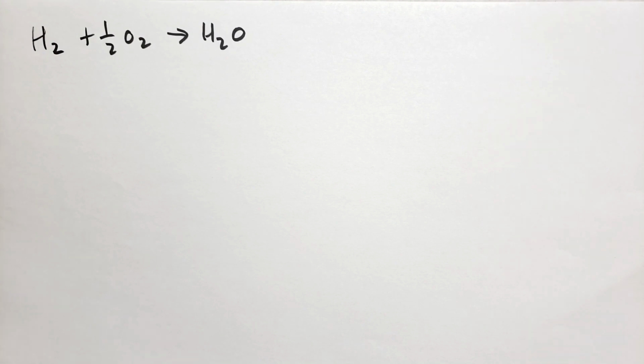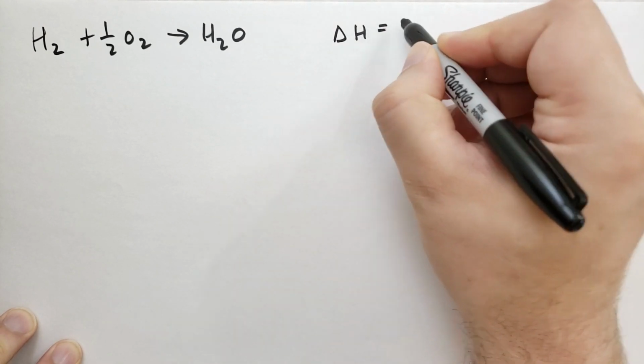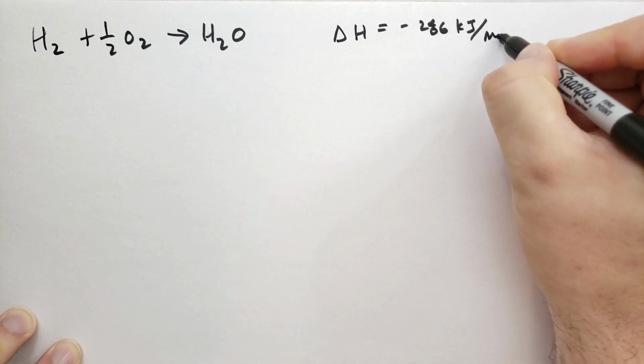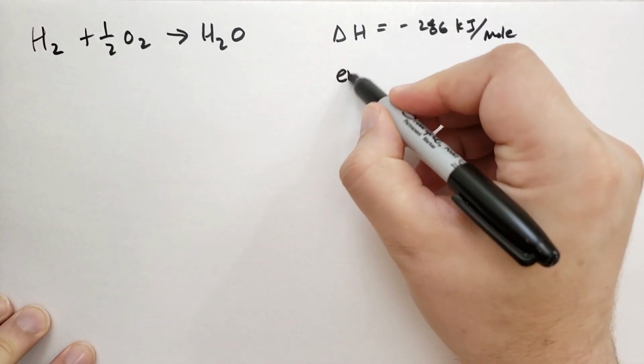Okay, for each mole of water produced in this reaction, delta H is equal to minus 286 kilojoules. This is per mole. Okay, this is referred to as the enthalpy of formation.